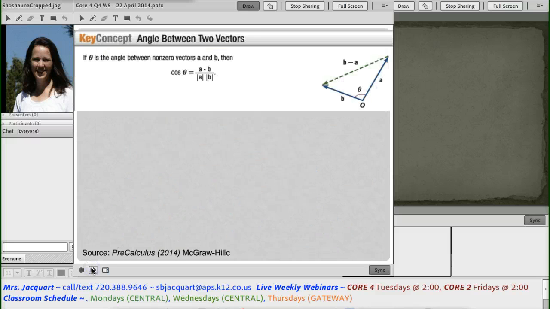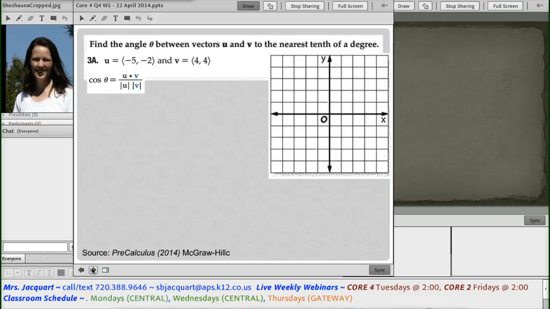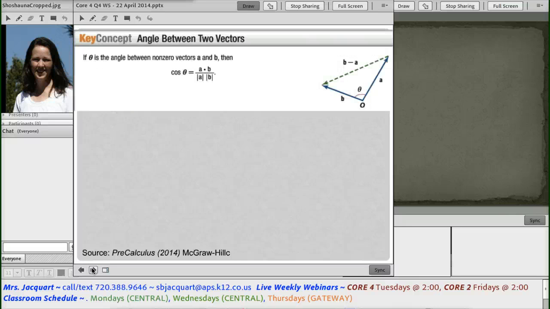Sweet. All right, so now we could figure out the angle between two vectors. It's kind of cool. So notice my dot product is the numerator, and then these are my magnitudes. Okay, so let's go work some problems that look like that.